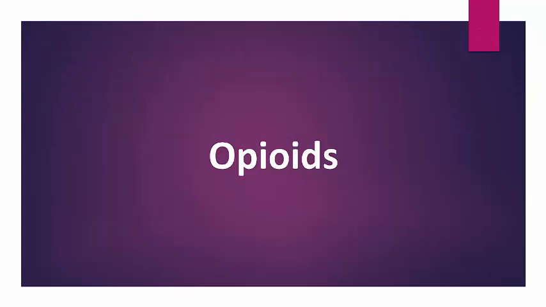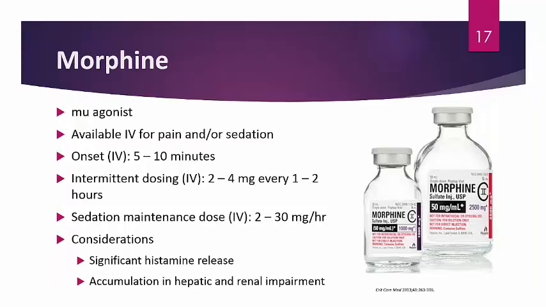The first class we'll talk about is opioids, and we'll start with morphine. As we know, most of the opioids are mu agonists in some way, form, or fashion, though there are some exceptions to that rule. And in terms of sedation and pain, morphine is available IV.